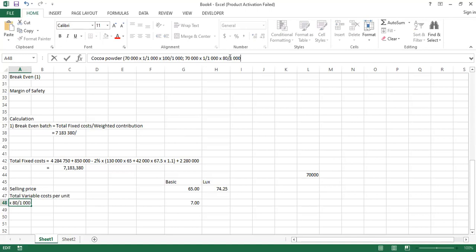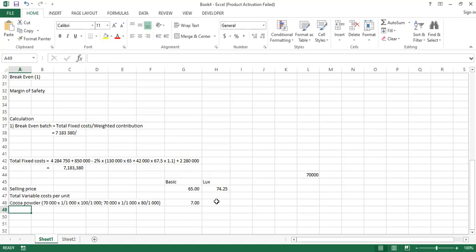So we can close off our calculation. All right, so it's going to be 70,000 divided by 1,000 times 80 divided by 1,000. There you go. We have 560 right there. We have our 560.